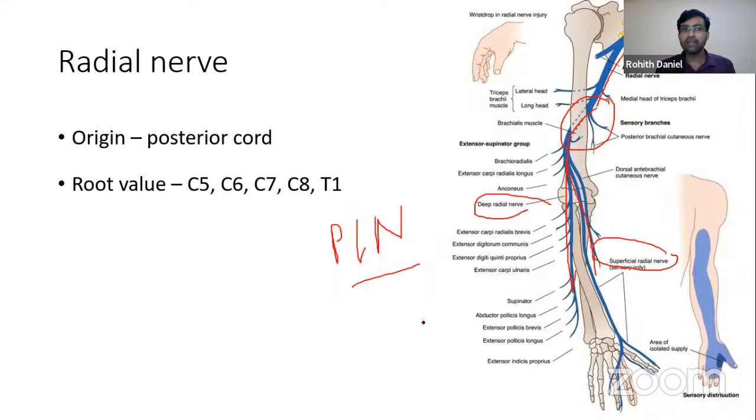The most important thing is that here at the elbow, the radial nerve splits into its motor branches and the sensory fibers. All the sensory fibers will form the superficial radial nerve, and all the motor fibers will form the posterior interosseous nerve. So this means that the posterior interosseous nerve is a purely motor nerve and the superficial radial nerve is a purely sensory nerve. Okay.